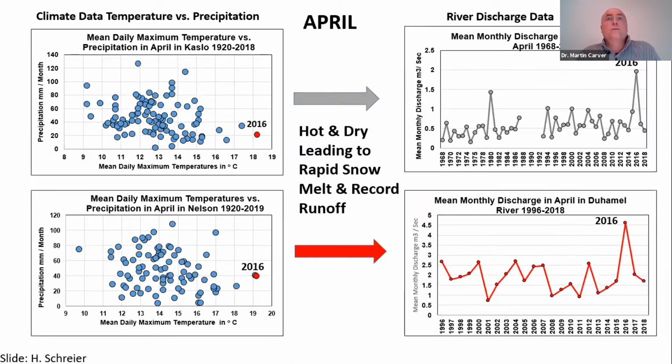So there's June. We can do the same thing here with April. And maybe I'll just go to the right side. We see hot conditions in the month of April in 2016, leading to rapid snowmelt and a peak flow, a peak mean monthly discharge, for Redfish and Duhamel Creeks, which are near the climate stations.